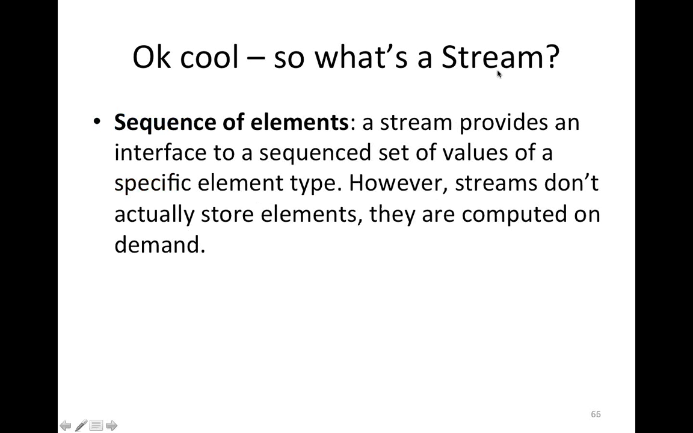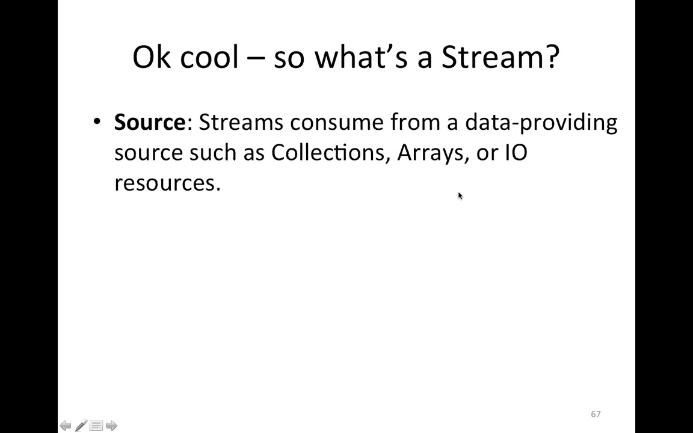Sequence of elements: a stream provides an interface to a sequenced set of values of a specific type. For example, a sequence of elements could be a list of integers, which is a sequence of integer elements. But streams don't actually store elements. They don't live in memory. They are computed on demand, and we'll see that in the next examples. As for the source, a stream can be computed from anything that returns data. It could be a collection, arrays, files, so input-output resources, or even a database.